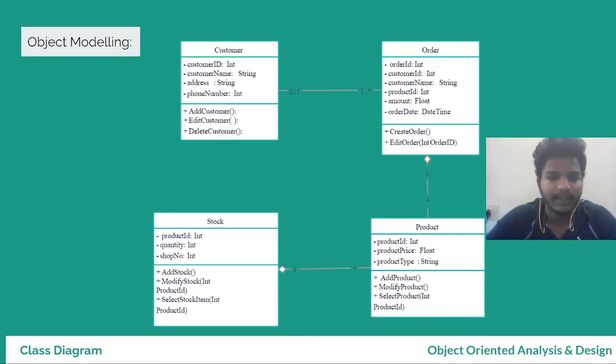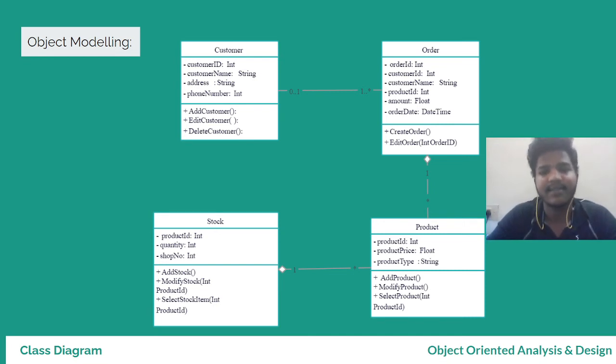Object modeling. This is the representation of object modeling for an ordering system. This object model describes the structure of the object and the relationship of one object with the other object. Object modeling can either be represented by a class diagram or an object diagram, but here we opted for class diagram. A class diagram describes all possible objects belonging to the class. It contains the attributes and operations listed here. Here, the class names are customer, order, stock, and product.